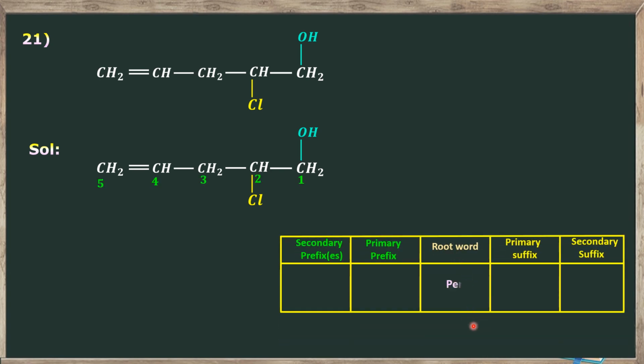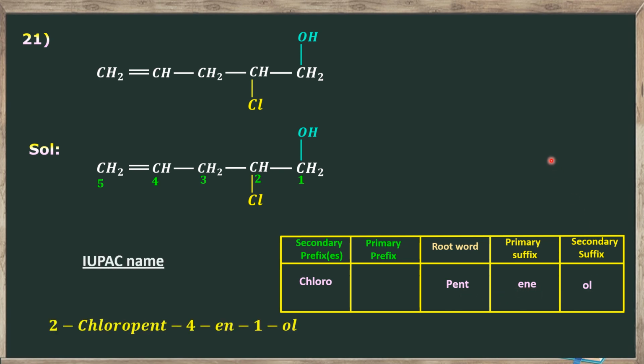Root word pent, primary suffix in, secondary suffix you can see here OH, alcohol functional group is there. The secondary suffix for alcohol functional group is ol. Okay, and chloro, substituent is chloro. Name of this compound is 2-chloro pent 4-in-1-ol. 2-chloro pent 4-in-1-ol.